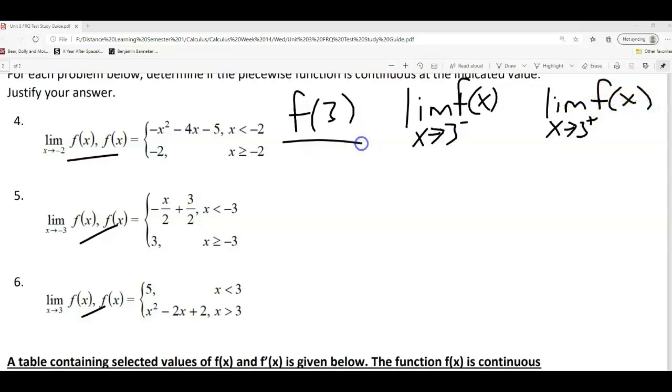Okay, f of 3. So I want to find the place where x equals 3. Did you notice something there? There isn't one. You know what that means? F of 3 doesn't exist, and there's our answer.